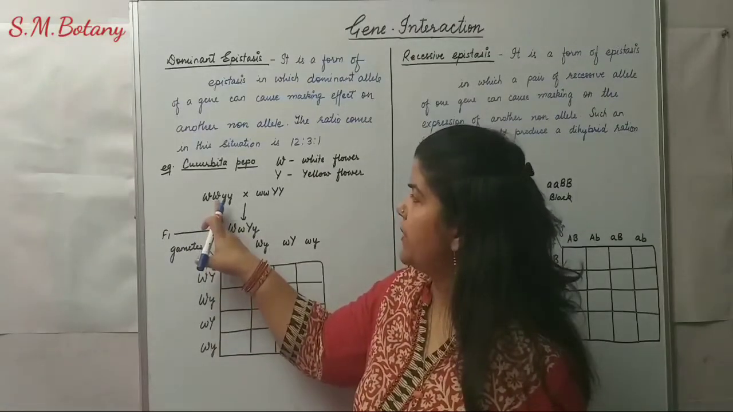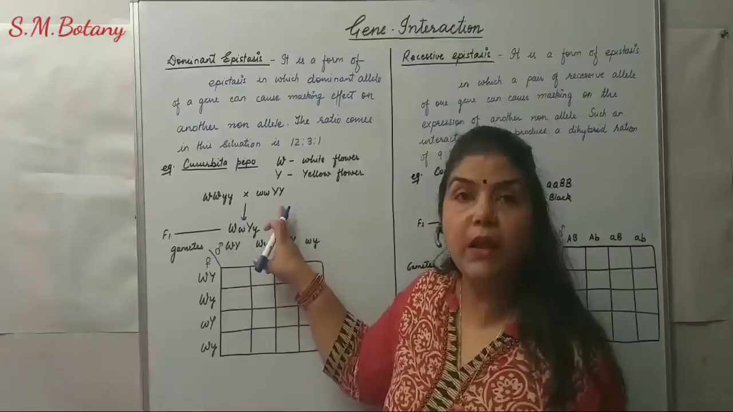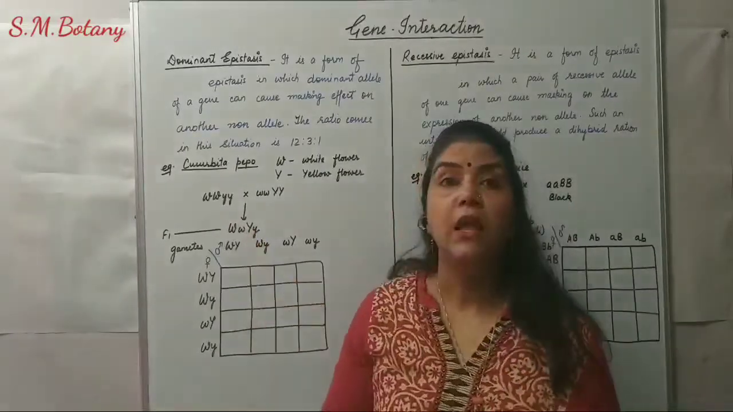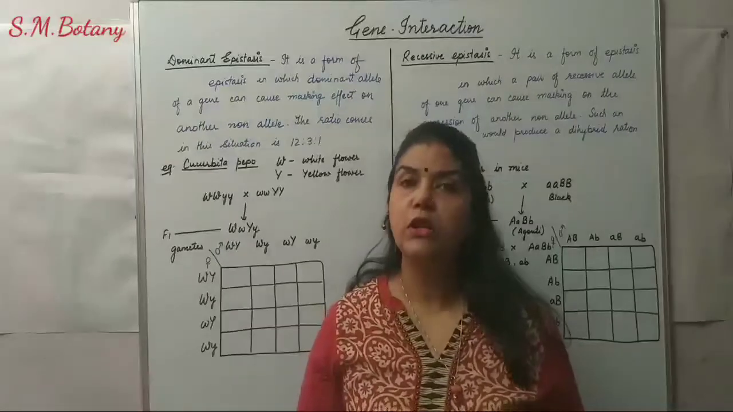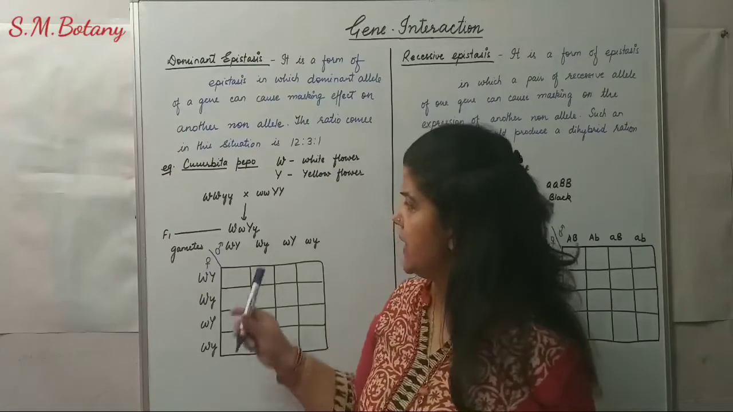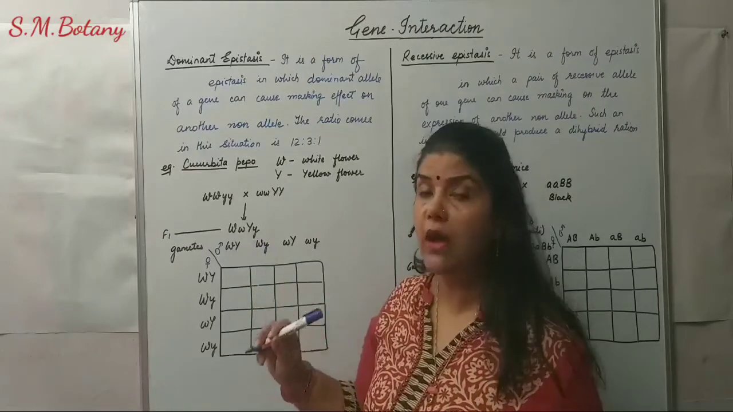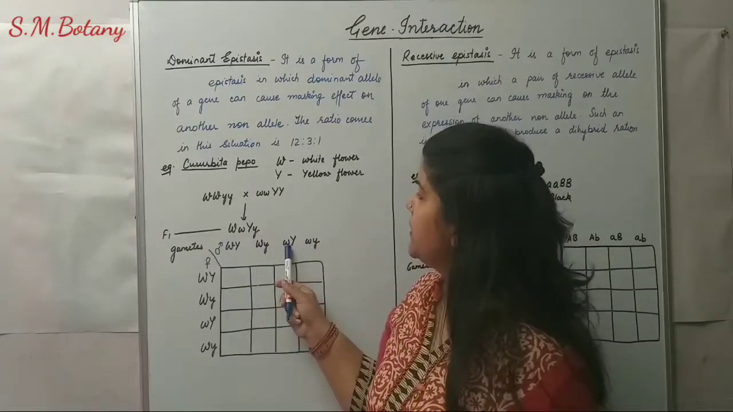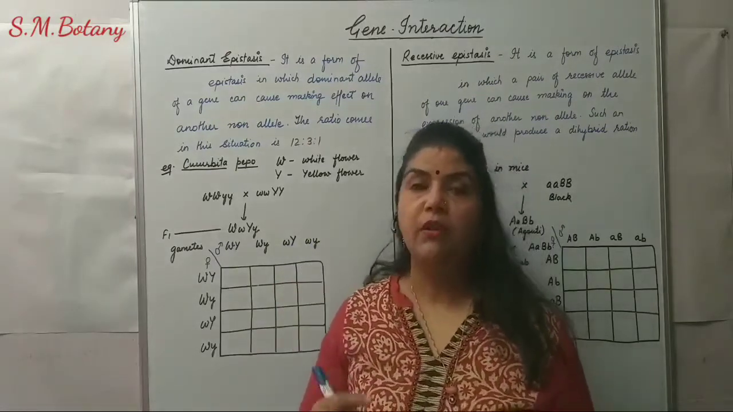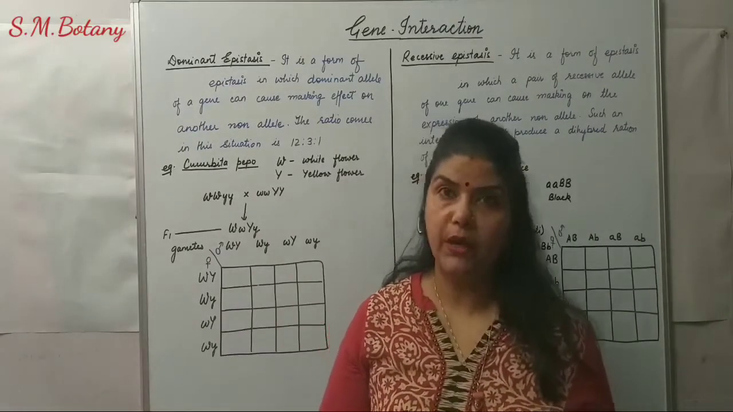Here is capital W, small y, crossed with small w, capital Y. In F1 generation, we get all four types of alleles. When we make a self cross between these alleles, we get four types of gametes. That is capital W, capital Y. Second one is capital W, small y. Third one is small w, capital Y, and small w, small y. And when we make a self cross and draw the Punnett square, the following types of offspring are obtained.